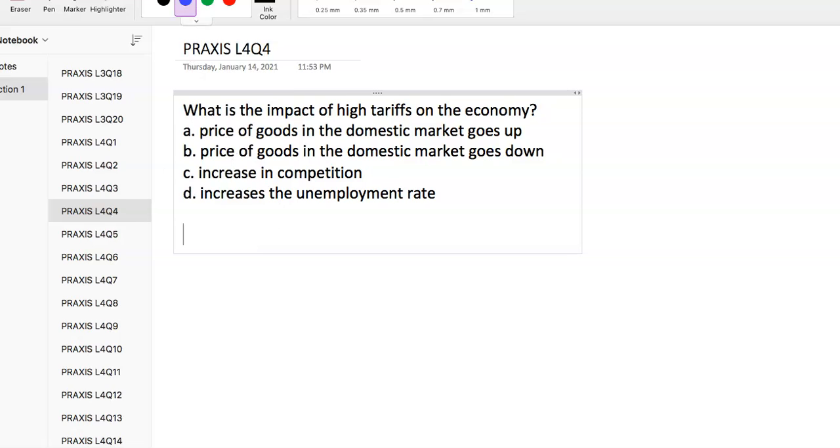So that was a long way of saying that the impact of high tariffs on the economy is that the price of goods in the domestic market goes up.